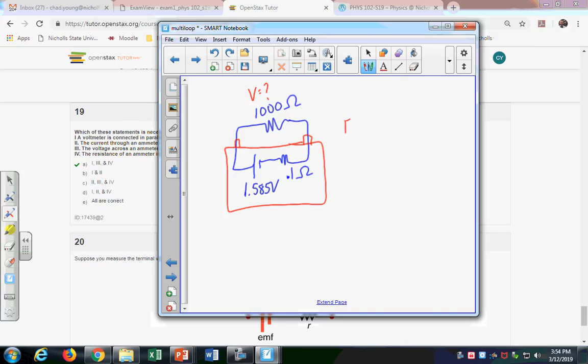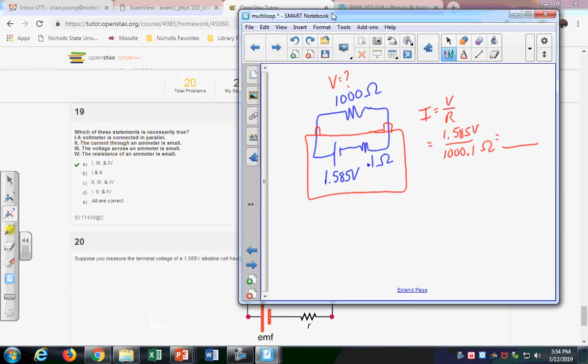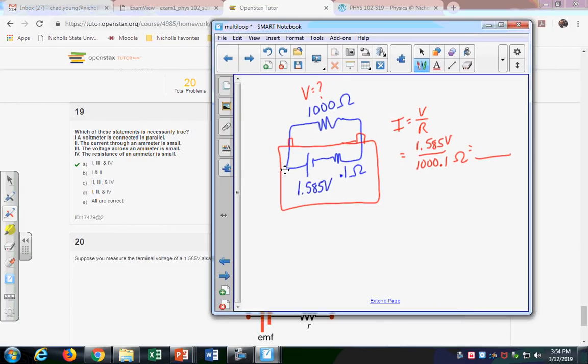But your first step was to find the current. I is V over R. That's going to be equal to 1.585 divided by 1,000.1, and then it was like 1.5848 or something. Then it asks you what the terminal voltage is. Once you find that current, this voltage is equal to I times R. You have to keep more sig figs than you need because the terminal voltage in this case is really close to this, I think 1.5848. It was just a little bit smaller because you had a little potential drop across this internal resistor.